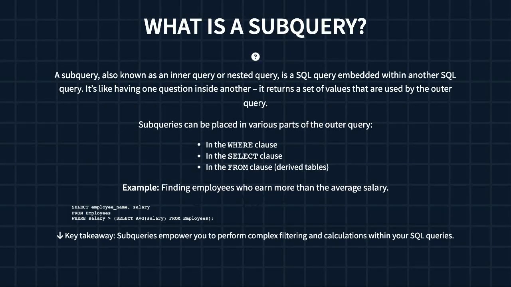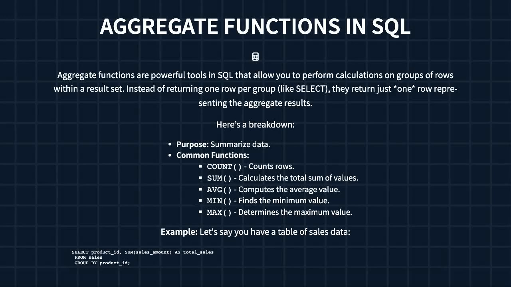Okay, let's talk about subqueries. Think of them as queries inside a larger query. Basically, they're questions nested within another question. You can use them in different places, like to filter results based on what another query returns. For example, we could find employees who make more than the average salary across the whole company. The code shows how that's done, using an inner query to get the average first and then comparing it with each employee's salary.